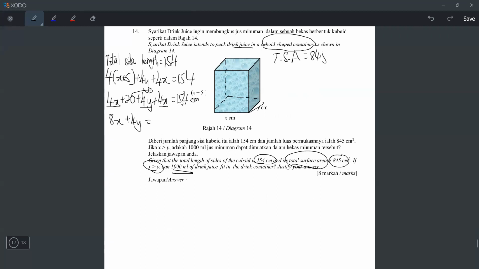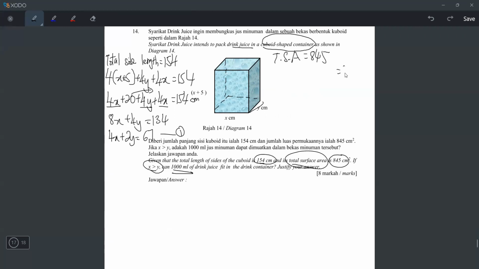20 move to the other side, become 154 minus 20. I think it's 134. And then everything can divide by 2, right? Simplify. So divide 2: 4X, divide 2, 2Y, divide 2 is 67. So this is your first equation. After you get your first equation, you still need another equation, and then only can you do the simultaneous, and you need the other equation from here.